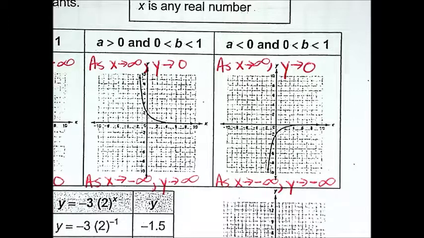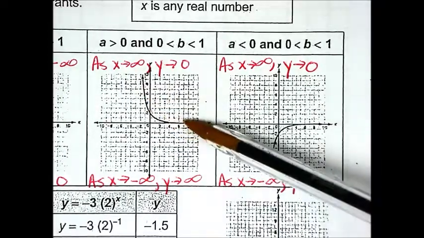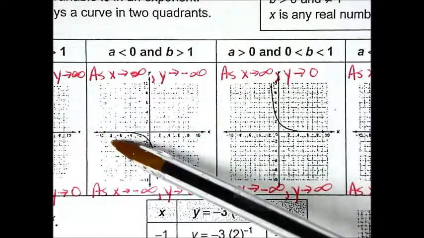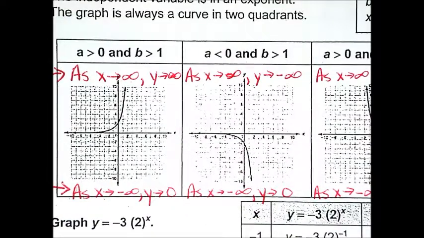Okay, and then you guys are going to notice that I kept on saying, like, this gets right up to 0 but never crosses it. This gets right down to 0 but never crosses it. It gets right to 0, never crosses it. So we always have something that's approaching 0 in all of these.